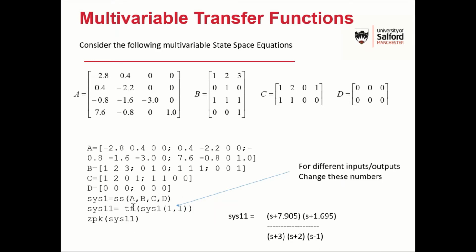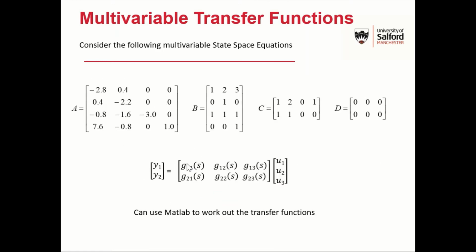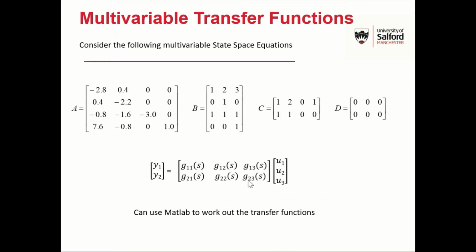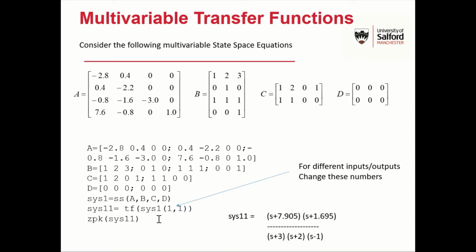And then we can use the tf command, but this time, if we put sys1 in here, we can put in here the individual transfer function that we want to find. So if we want to find out this one here, which is the 1, 1, we could put 1, 1 in there, and then that would give us that transfer function. If we wanted to find out, let's say, 2, 3, we could go back to this and put 2, 3 in here. So using this, we could work out all the individual transfer functions quite efficiently.